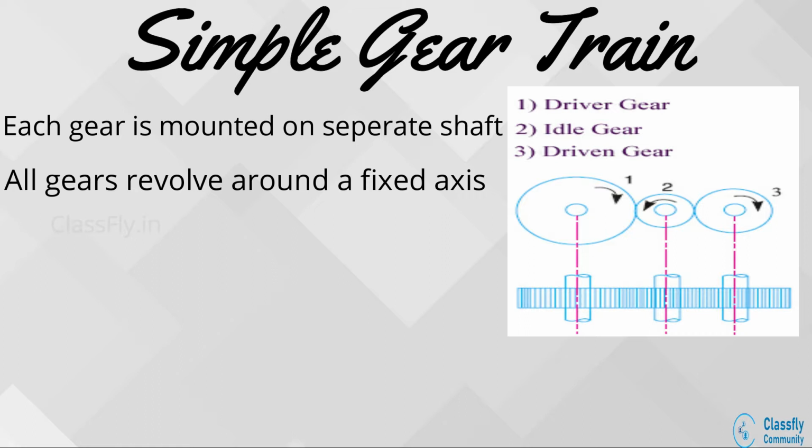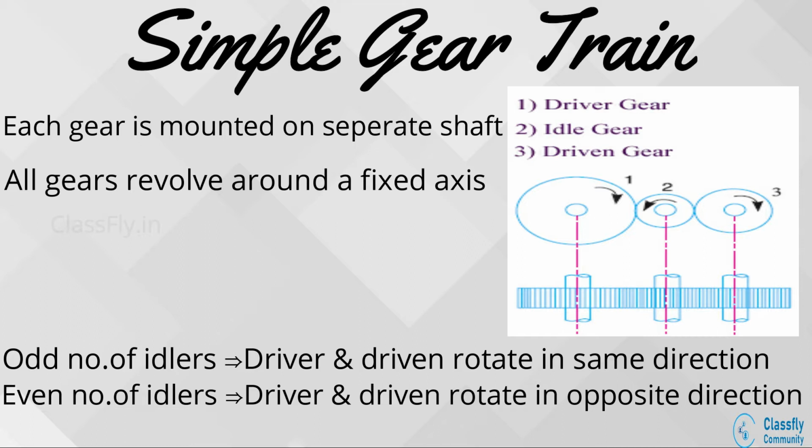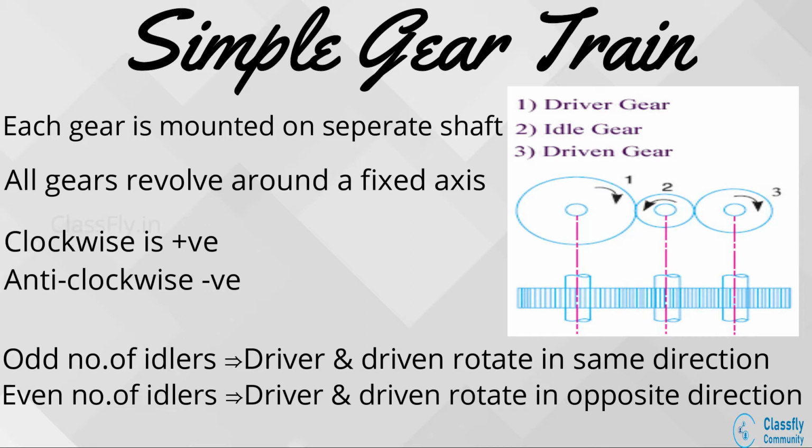Here, the first gear is known as the driver gear and the last gear is known as the driven gear. The intermediate gears are known as the followers and the remaining gears are known as idlers. It is important to note that if there are an odd number of idlers, that is, an odd number of intermediate gears, then the driver and the driven gear will both rotate in the same direction. And if there are an even number of idlers, the driven and the driver will rotate in opposite directions to each other. Here the clockwise rotation is treated as positive and the anti-clockwise is treated as negative.